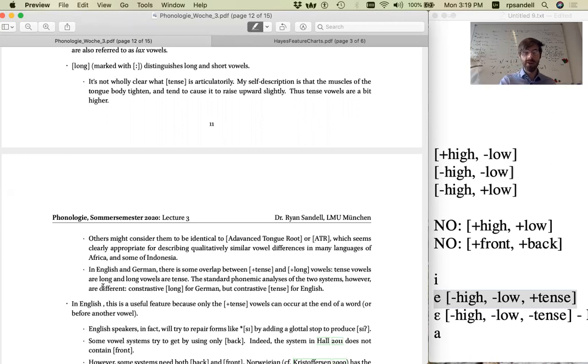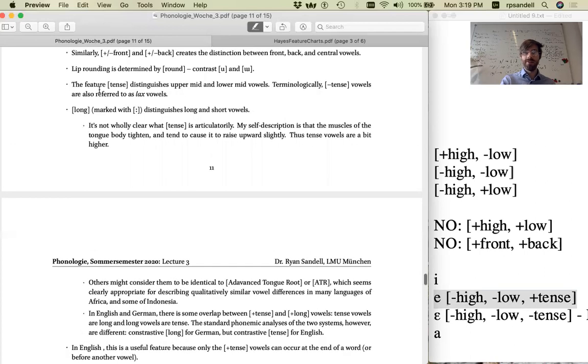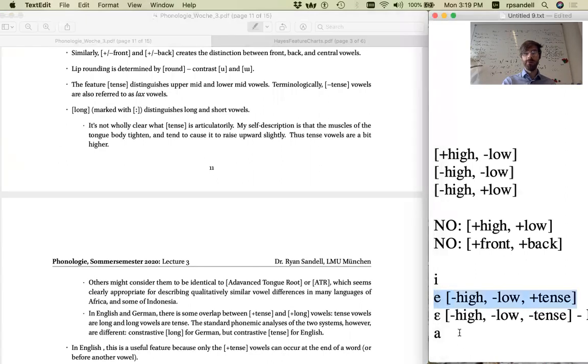Let me make one short excursus on English and German here about the features tense and long, because in these two languages, English and German, there's some appreciable degree of overlap between the features plus tense and plus long on vowels. In general, in these two languages, the vowels which are plus tense also end up being longer, and vice versa.